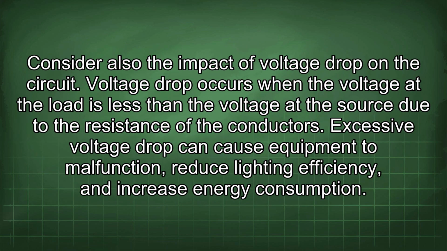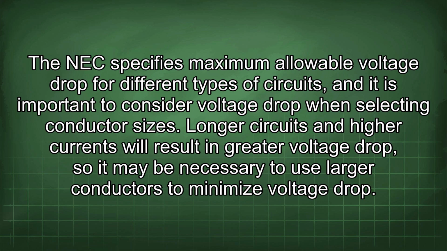Consider also the impact of voltage drop on the circuit. Voltage drop occurs when the voltage at the load is less than the voltage at the source due to the resistance of the conductors. Excessive voltage drop can cause equipment to malfunction, reduce lighting efficiency, and increase energy consumption. The NEC specifies maximum allowable voltage drop for different types of circuits, and it is important to consider voltage drop when selecting conductor sizes. Longer circuits and higher currents will result in greater voltage drop, so it may be necessary to use larger conductors to minimize voltage drop.